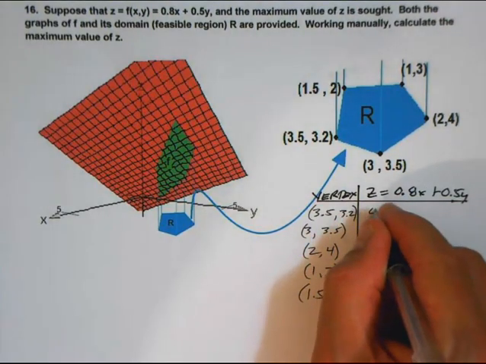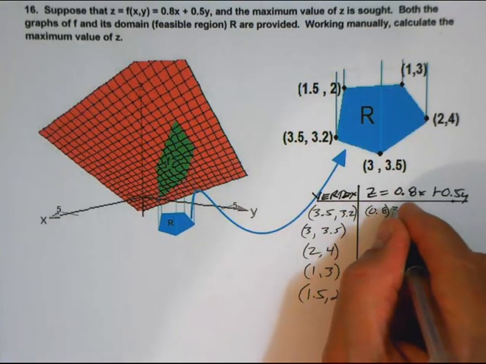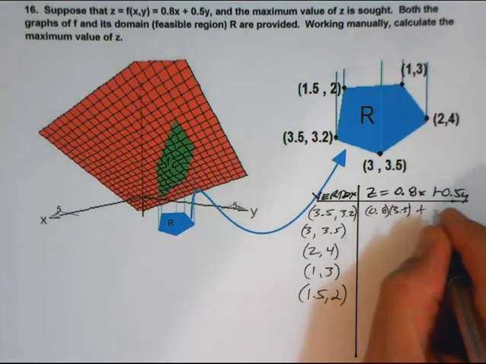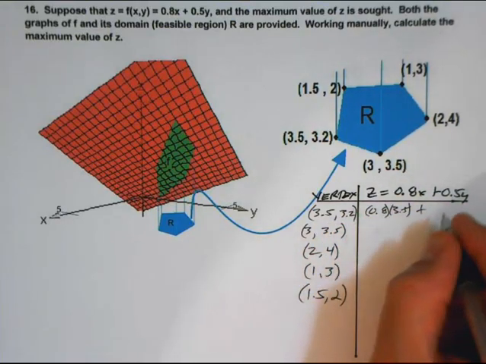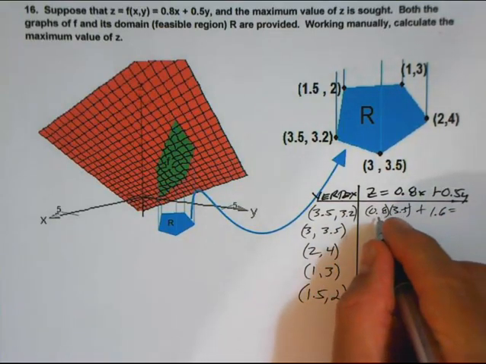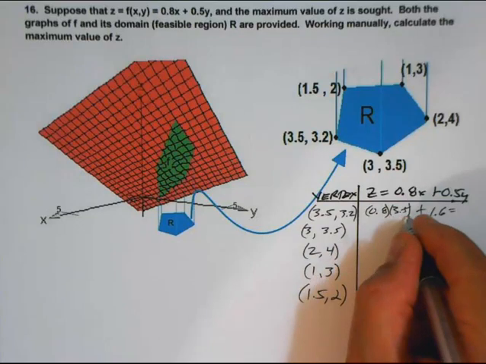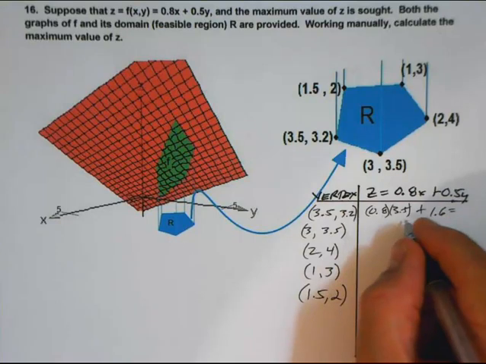We've got to do 0.8 times 3.5 plus 0.5 times 3.2. That's half of 3.2, it's 1.6. And multiplying by 0.8, you can think of it as subtracting 20% of the number. 0.35 is 10%, 0.7 is 20%, so 3.5 minus 0.7 is 2.8. Okay, 2.8 and 1.6: 4.4.